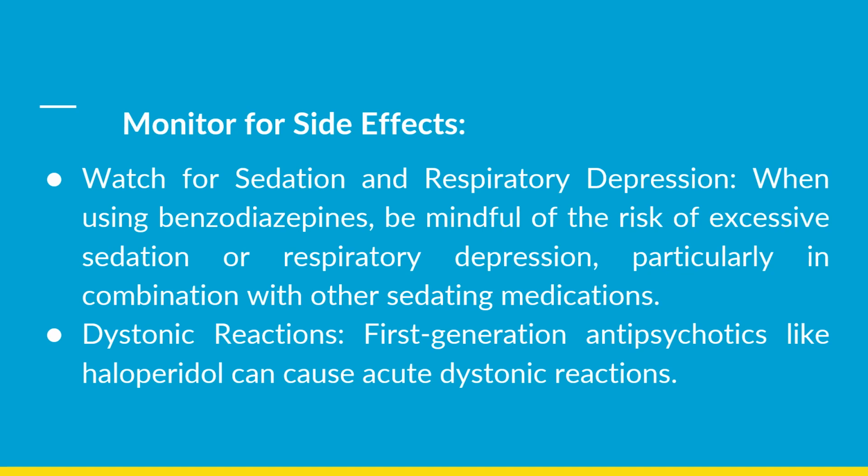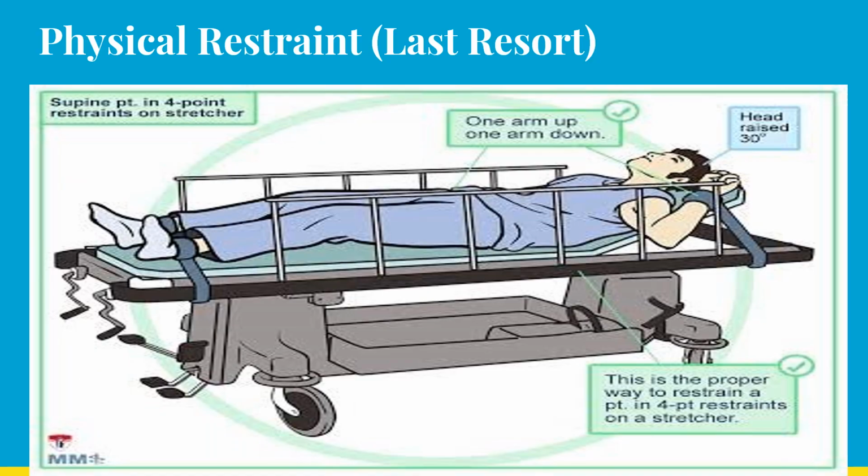Monitor for side effects, watch for sedation and respiratory depression, because you are giving a benzodiazepine and an antipsychotic, which might calm down the patient but have the chance of causing respiratory depression. So the ABC of the patient should be taken into consideration. Then dystonic reaction: first generation antipsychotics like haloperidol can cause acute dystonia. So promethazine is something which can be used to taper down the current situation.